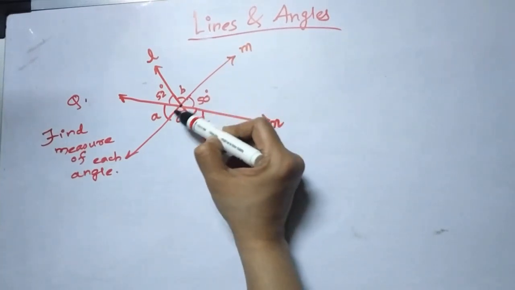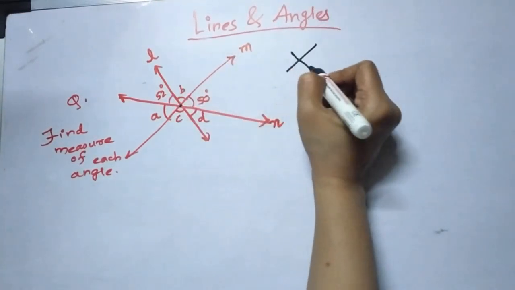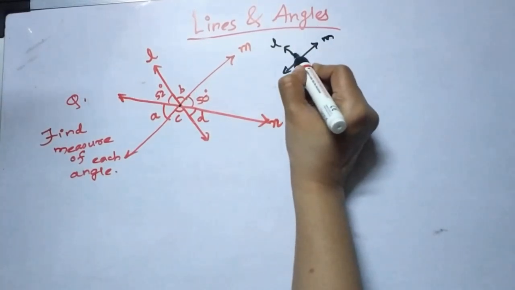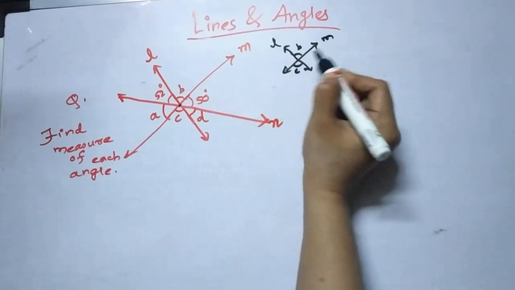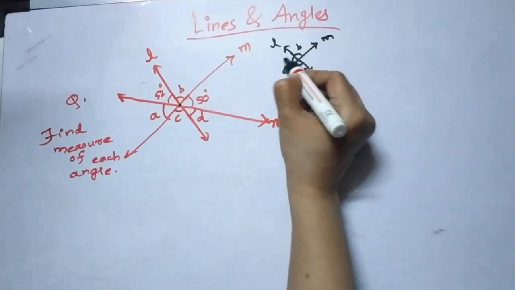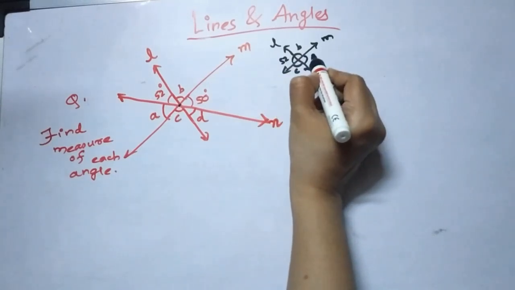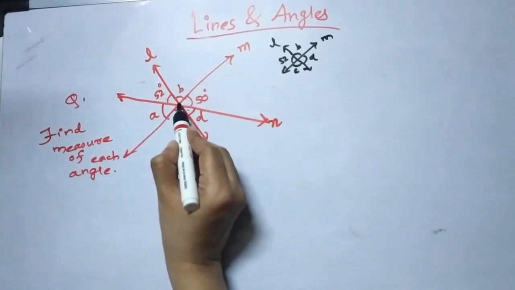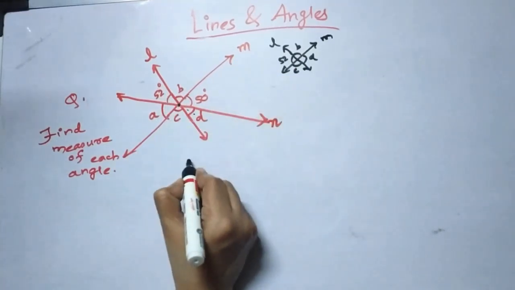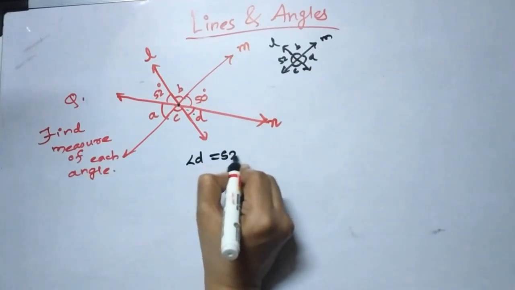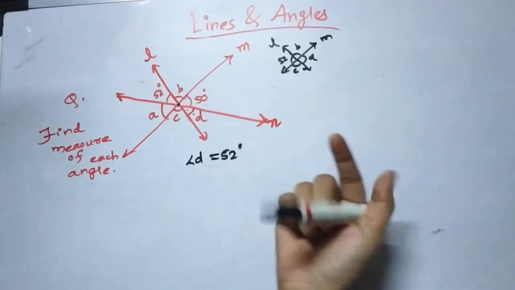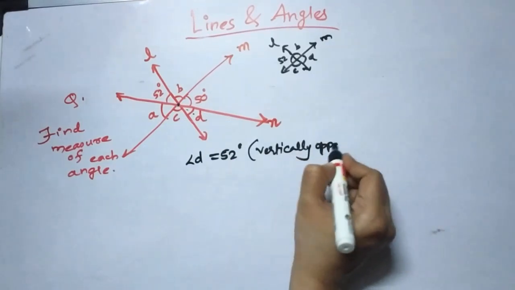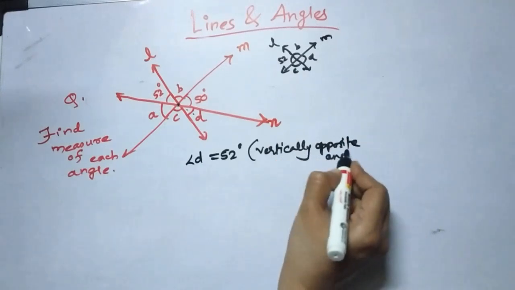So friends, carefully we need to observe this figure. First of all, as these 2 lines intersect, this L and this M, suppose this is a line L and this is a line M. It is angle B, it is angle C. And here it is 52 degrees and here it is angle D. So angle D is equal to 52 degrees, because they are vertically opposite angles. So we can orally give this answer.